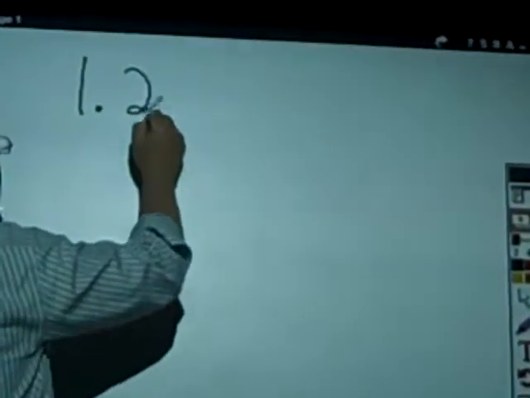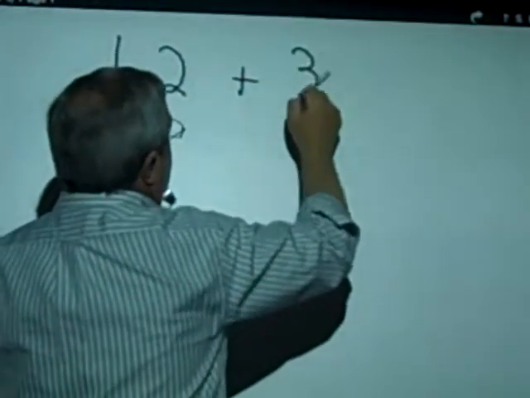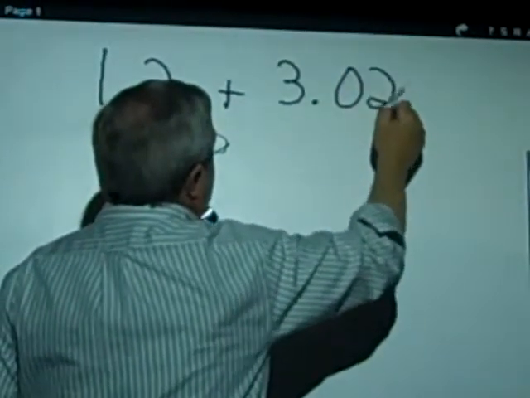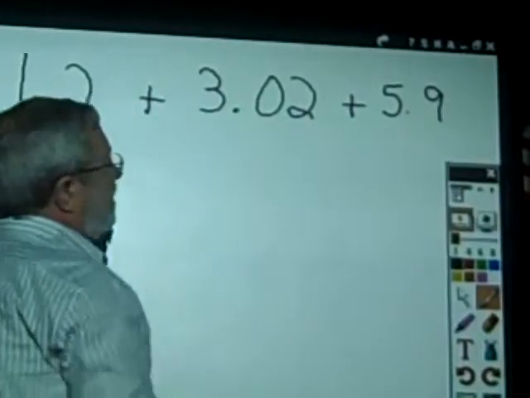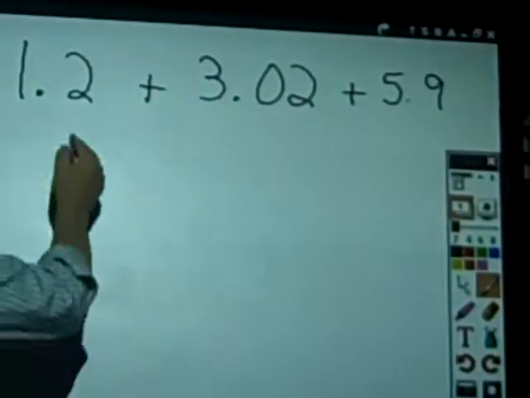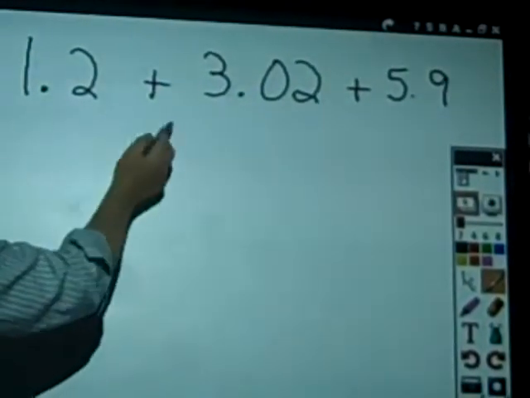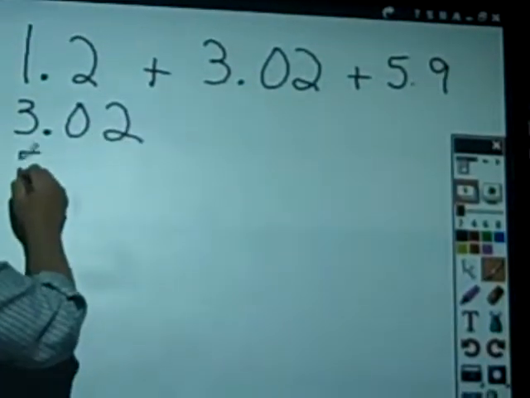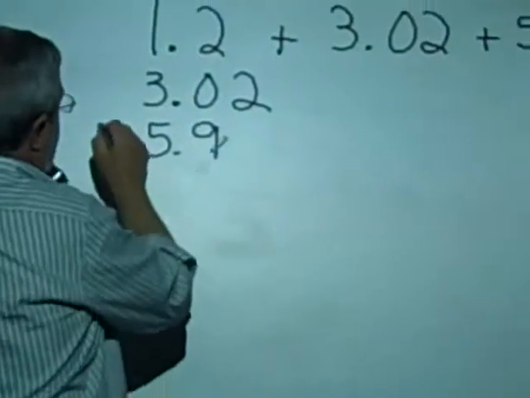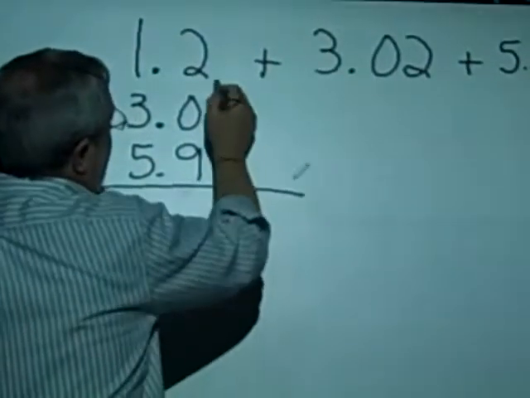Let's try another one of those. I've got the same thing here. I'm just going to start back under this one. 1.2, 3.02, and 5.9. Once again, I've got some blank spaces here.